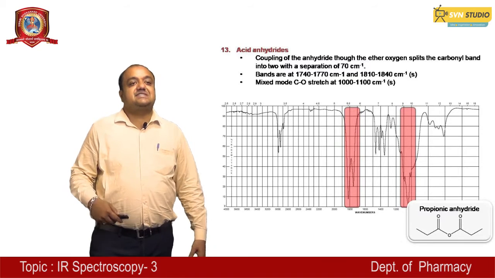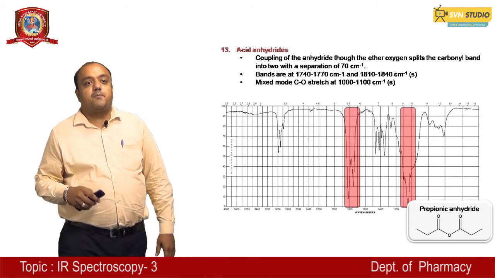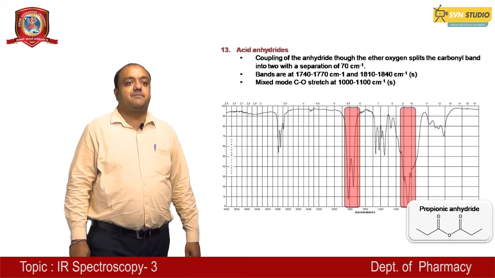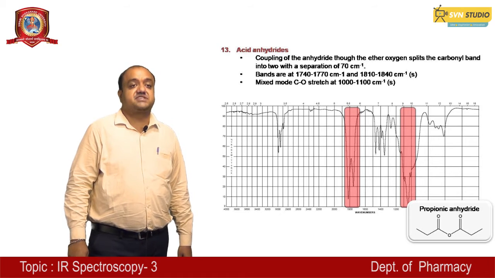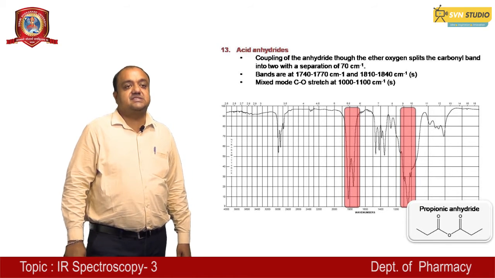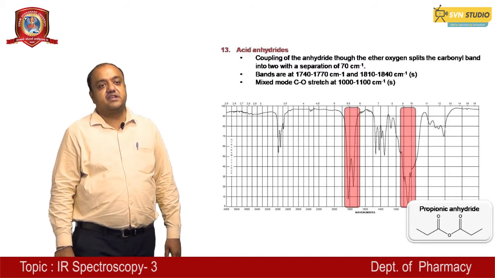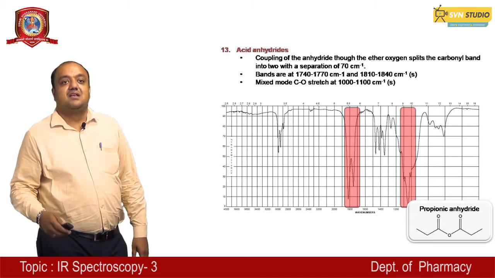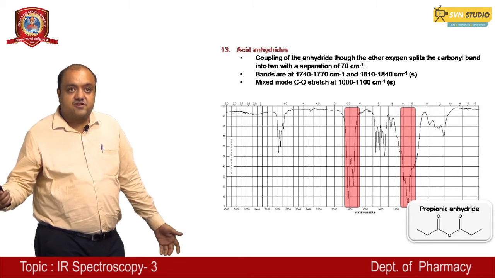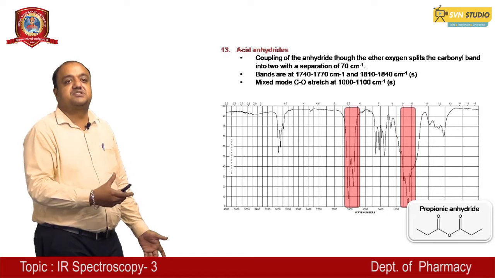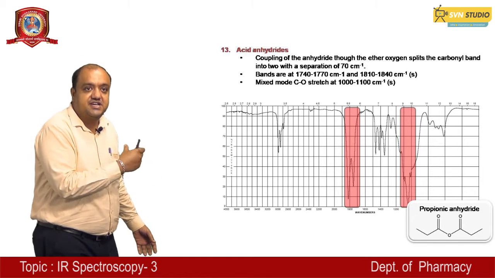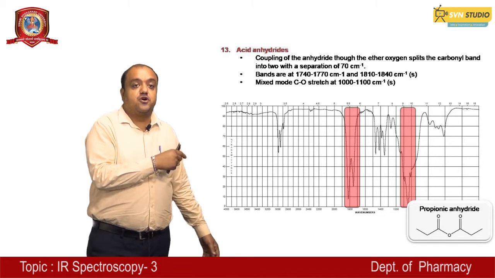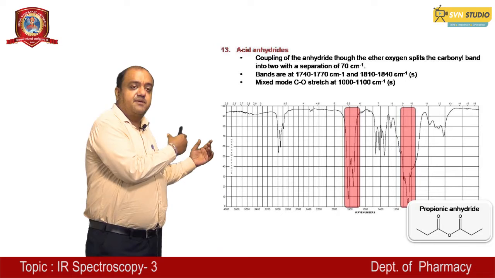Next example is acid anhydrides. The coupling of the anhydride through the ether oxygen splits the carbonyl band into two with a separation of 70 centimeter inverse. Bands are at 1740 to 1770 centimeter inverse and 1810 to 1840 centimeter inverse, and a mixed mode C-O stretch absorbs at 1000 to 1100 centimeter inverse, for example propionic anhydride, which gives this type of spectra.